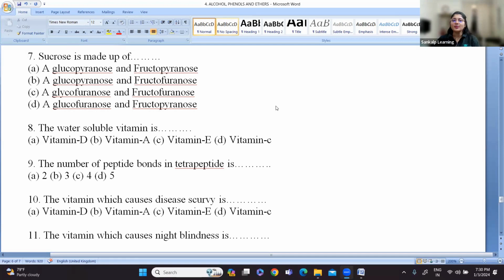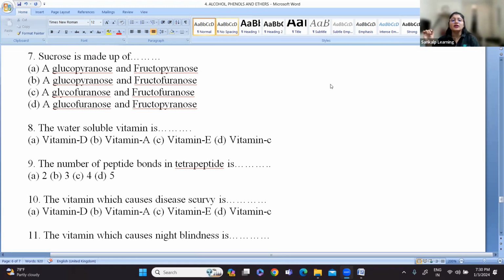Now, depending upon whether they are soluble in fat or water, they are classified as two types. First, fat soluble vitamins. Why are they called fat soluble vitamins? Because these vitamins are soluble in fats and oils, but they are insoluble in water. So they are called fat soluble vitamins. And where are these vitamins stored? In the liver and adipose tissues.